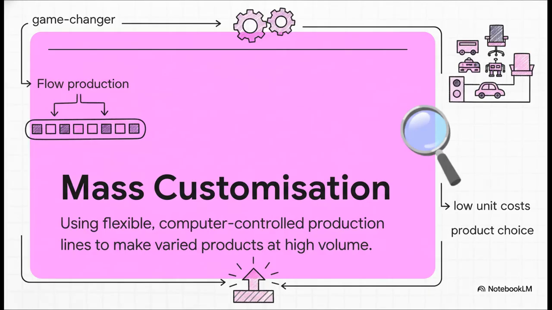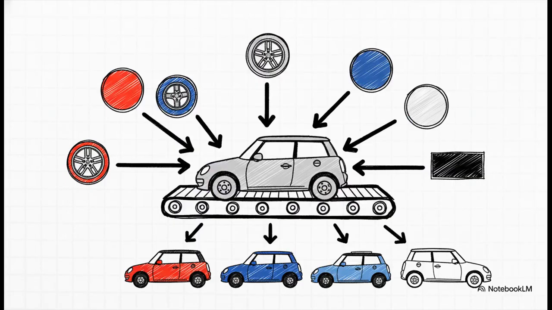And that brings us to the modern hybrid, mass customization. This is all about trying to get the best of both worlds. The goal is to get those super low unit costs that you see in flow production, but combine them with the variety and customer choice you get from job or batch production. Honestly, it's a real game changer. So how do they do it?